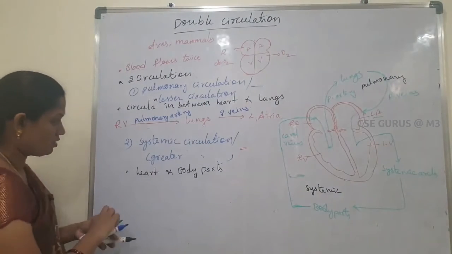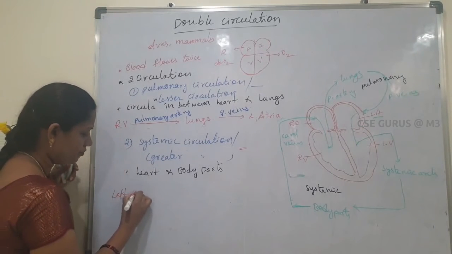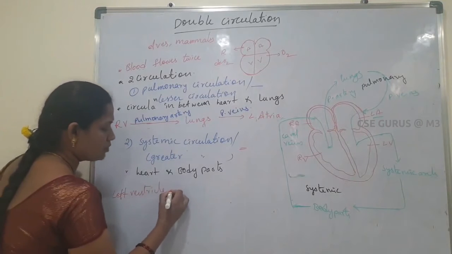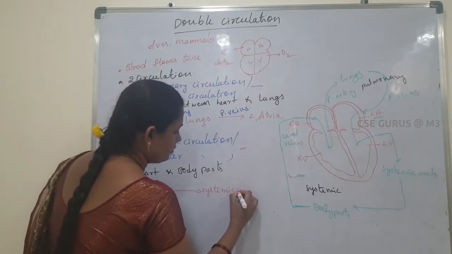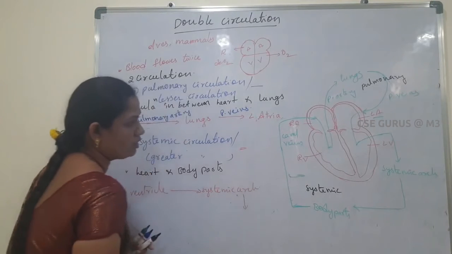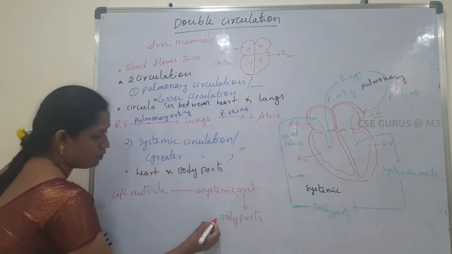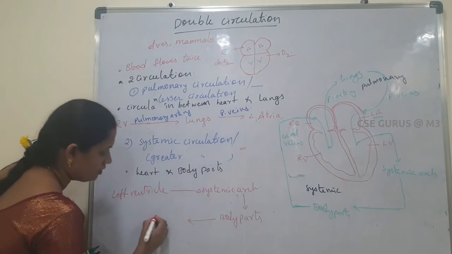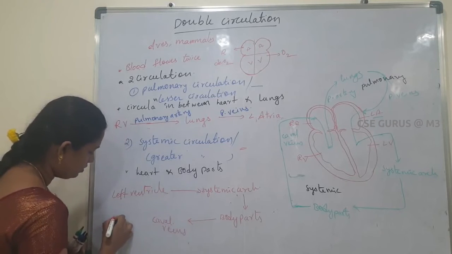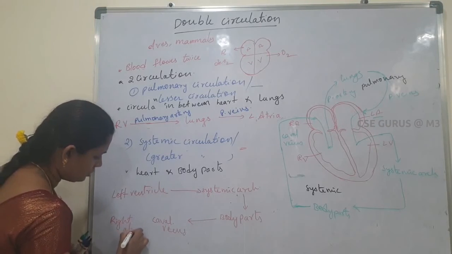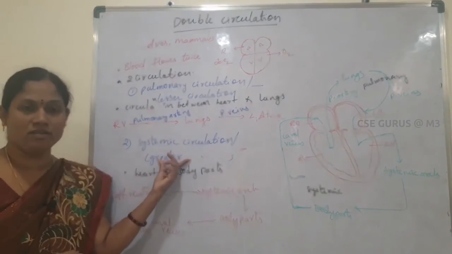We can write the systemic circulation in flowchart form. First of all, the left ventricle pumps the blood to the systemic arch. Through the systemic arch, it reaches the body parts. From the body parts, through the caval veins, it flows into the right atrium. This circulation is called systemic circulation or greater circulation.